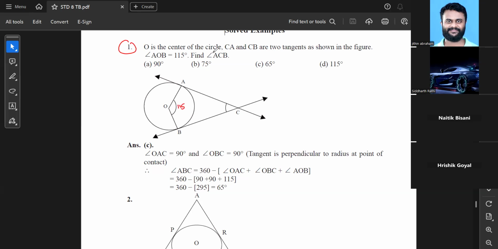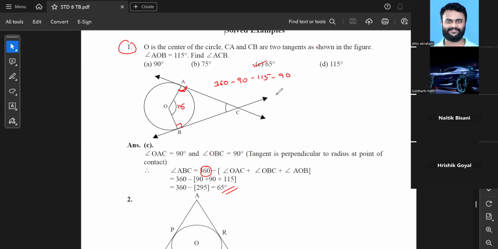Sir, angle A plus angle O plus angle B plus angle C is 360 degrees. Very good. Basically, sum of all angles is 360. Agreed. How much is this angle? And the tangents are perpendicular to the radius. Yes, this is 90, this is 90. So that we will get. So your answer will be 360 minus 90 minus 115 minus 90. Your answer is 65. Got it?